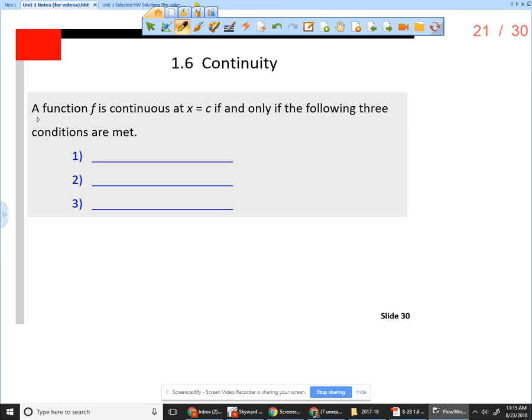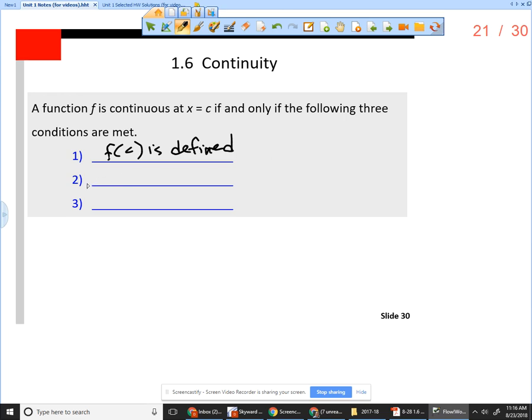So let's read here. It says a function f is continuous at x equals c if and only if the following three conditions are met. Number one, f of c is defined. In other words, we do not get an undefined value. So remember, undefined values would be 0 over 0, 1 over 0, infinity over infinity, infinity over 1, or like 1 over infinity. Any of those things are undefined.